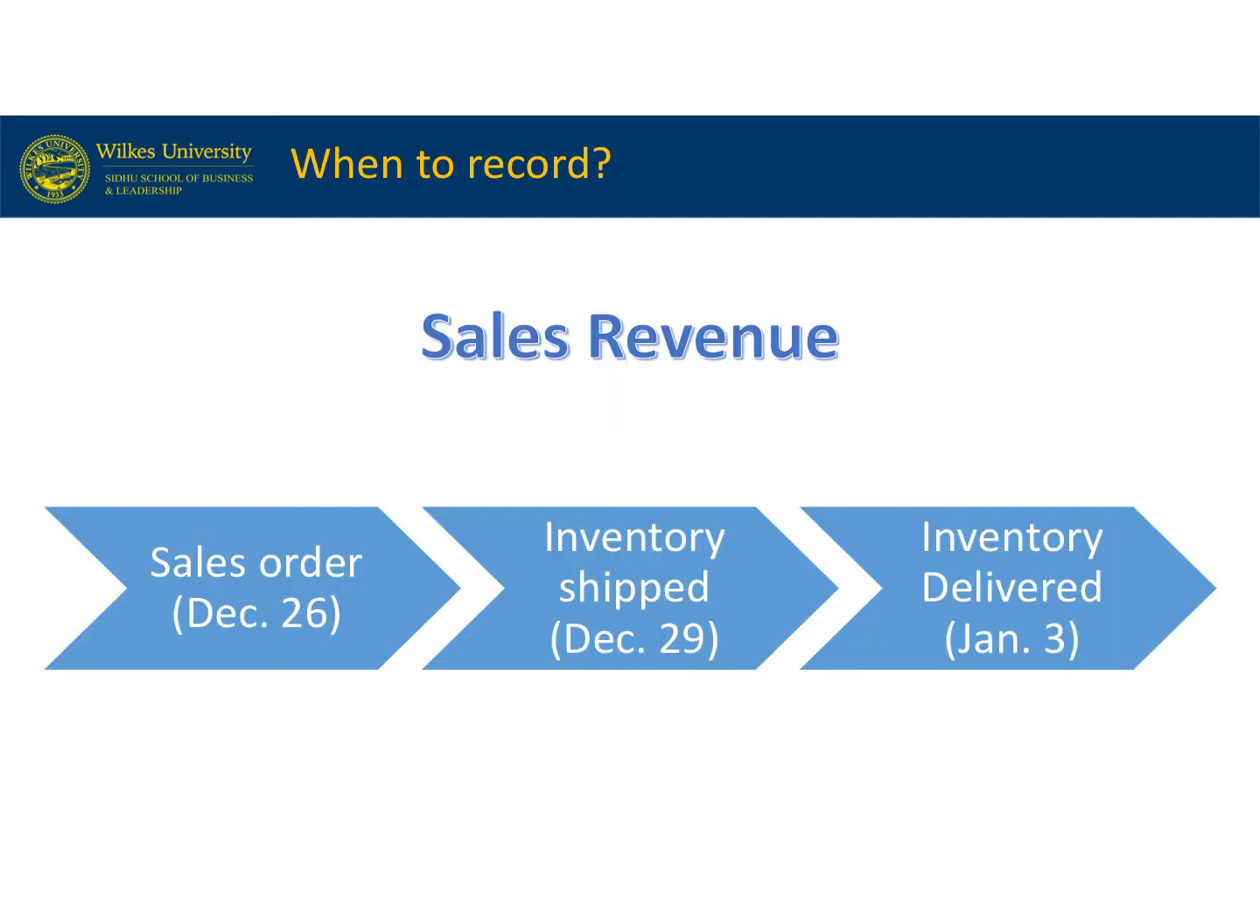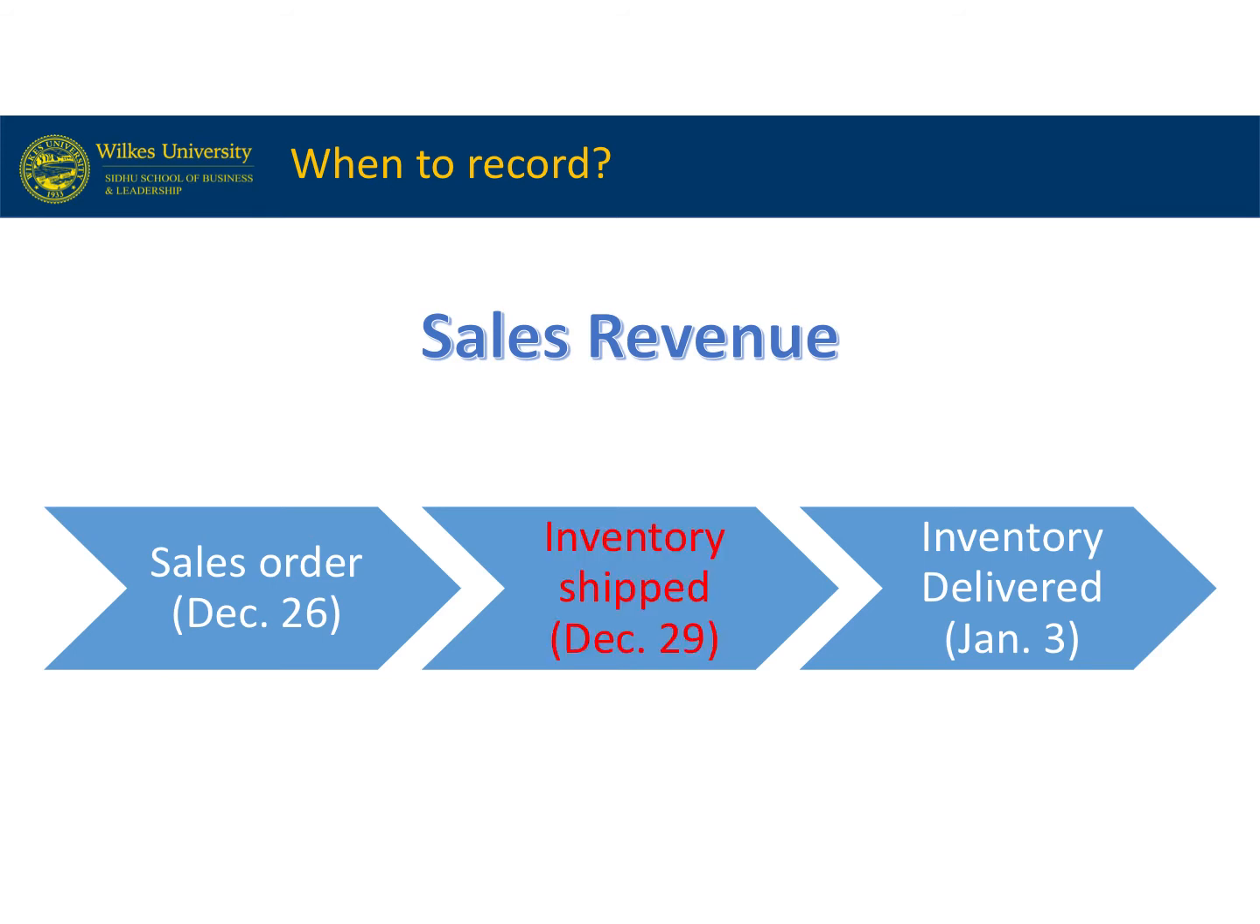An easy example of this is a sales transaction. Imagine an inventory item ordered on December 26th, shipped on December 29th, and the customer pays shipping, and it's delivered on January 3rd. When does the sale take place? The revenue recognition principle requires that revenue be recognized in the accounting period in which the performance obligation is satisfied. When a company agrees to perform a service or sell a product to a customer, it has created this performance obligation.